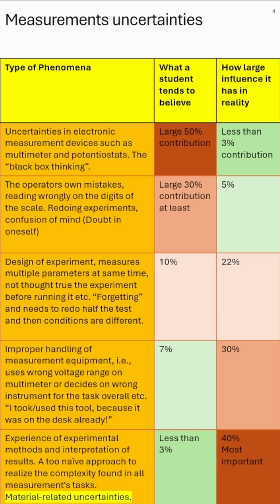So the first example of a phenomenon contributing to the measurement uncertainty is the electronic measurement devices, like multimeters or potentiostats and things like that. These students believe to have a great influence, like 50% at least. And in reality, these electronic devices are really accurate. I mean, it's amazing how good they actually are. So you can see that they have the least contribution in reality.